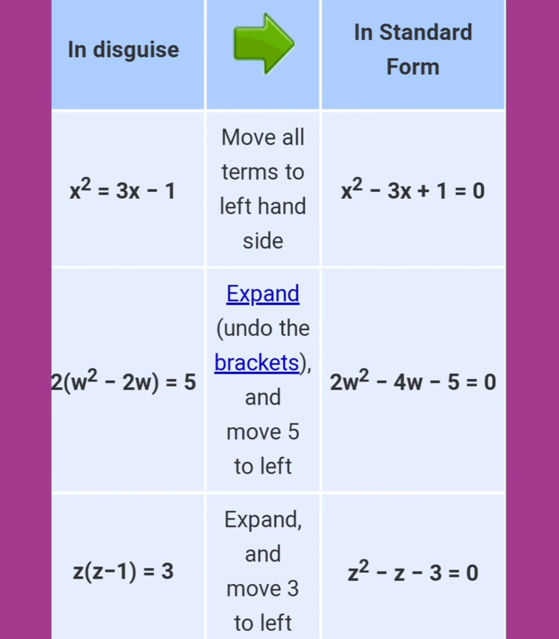Thus, whenever the quadratic equation is given in disguise, you have to put it in standard format so that you can apply the quadratic solution to solve the equation.